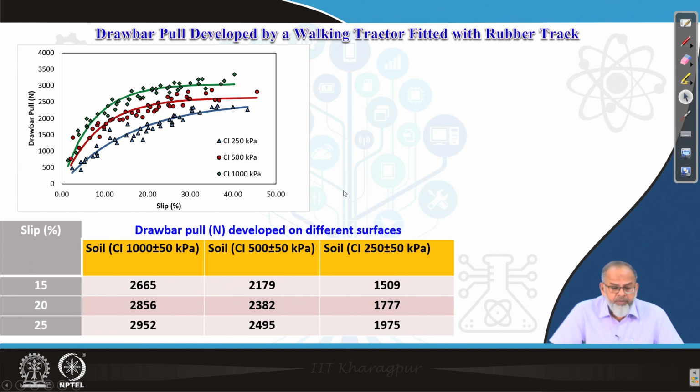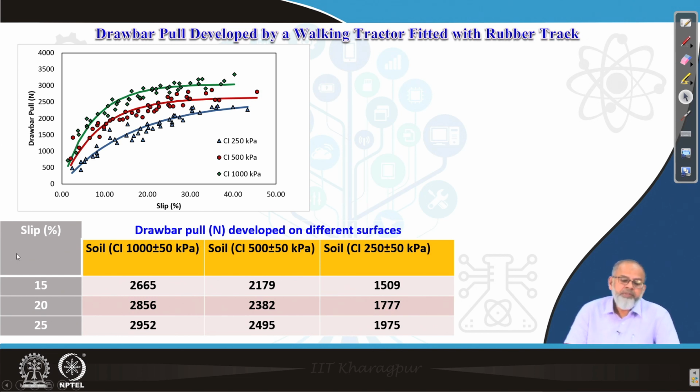Now, coming to drawbar pull. The pull which is sensed by the load cell, that we try to plot versus wheel slip. Again, for 3 different soil conditions, we got 3 curves. The green one is for hard soil, and the red one is for medium soil, that is 500 plus or minus 50 kilopascal, and the blue one is for soft soil.